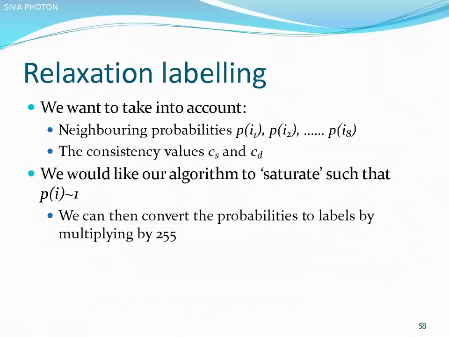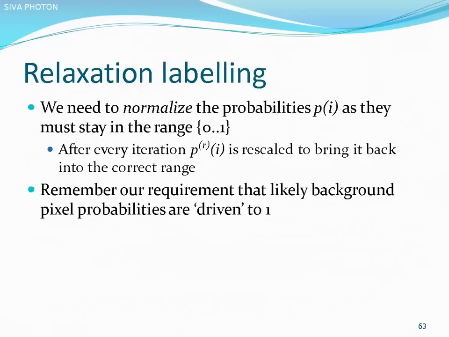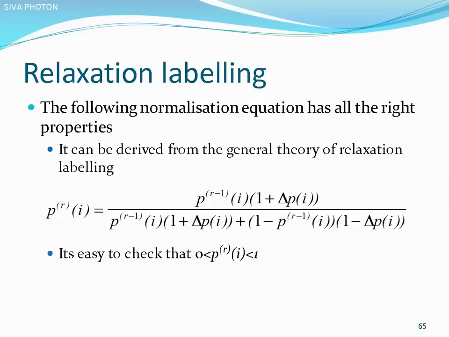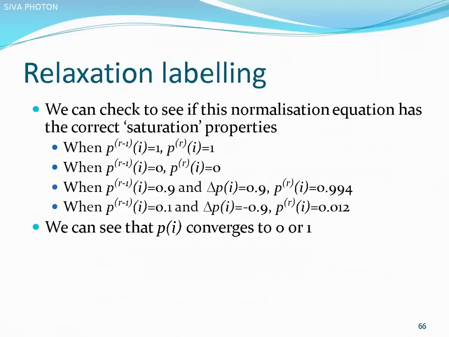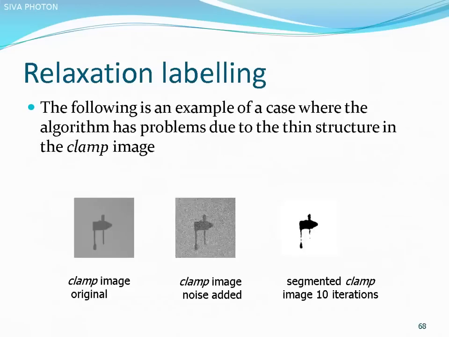Okay, so now you can see the neighboring probabilities P of I1, P of I2, up to P of I8. So these things are nothing but the relaxation labeling. So labeling is just to assign some values to the pixels. Okay, so now we are going to perform these things with a high noise image. So you can see the high noise circle image, the optimum threshold value, and we are applying the relaxation labeling. The number of iterations is 20.